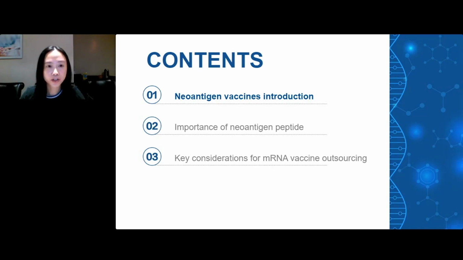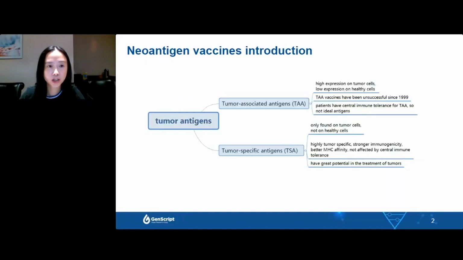Okay, let's first talk about the neoantigen vaccine. Let's quickly see this concept first. Before we talk about the neoantigen vaccine, let's take a look at the tumor antigen. There are two types of tumor antigens. One is called tumor-associated antigen, the short form is TAA. Another is tumor-specific antigen, the short form is TSA. What's the difference between them? TAA is highly expressed in tumor cells, but also has some low expression on healthy cells.